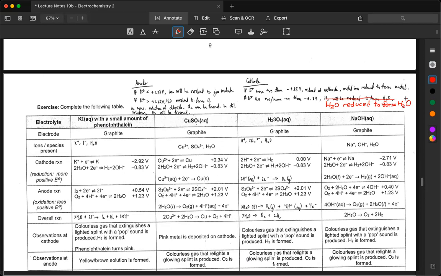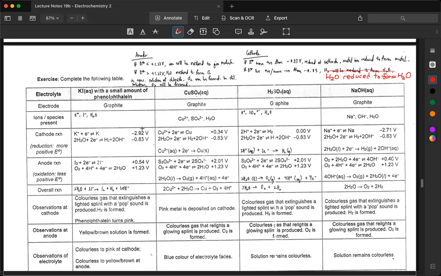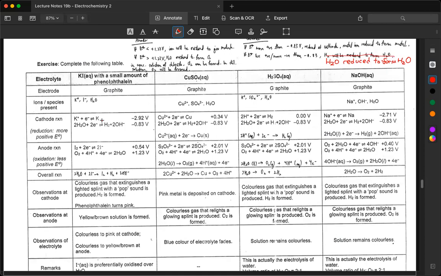Okay, looking at this exercise, let's look at the first one. If we add potassium iodide with a small amount of phenolphthalein, with graphite as the electrodes, let's identify the species present. We have K+, I-, and because it's aqueous, water. Don't put H+ and OH- anymore.